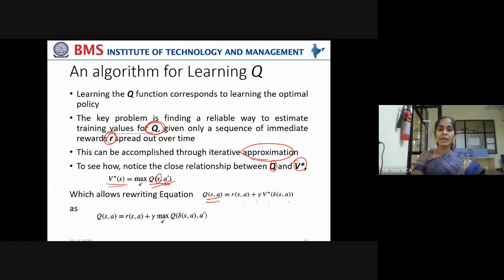For that, instead of delta S of A, we can simply substitute it with Q. Because V star is similar to Q, you can simply substitute that V star with Q.